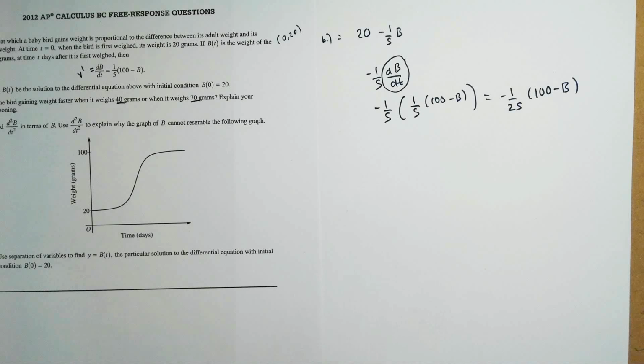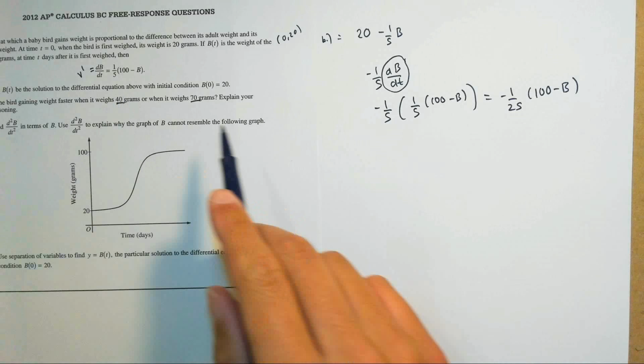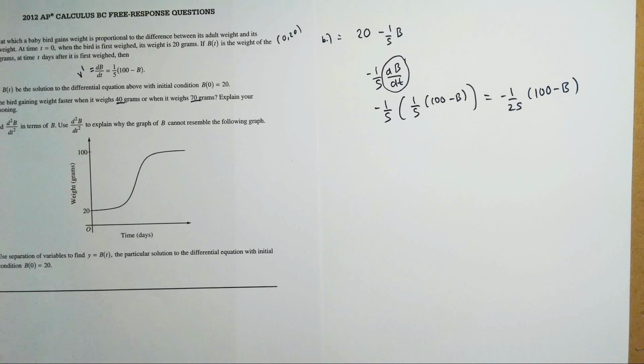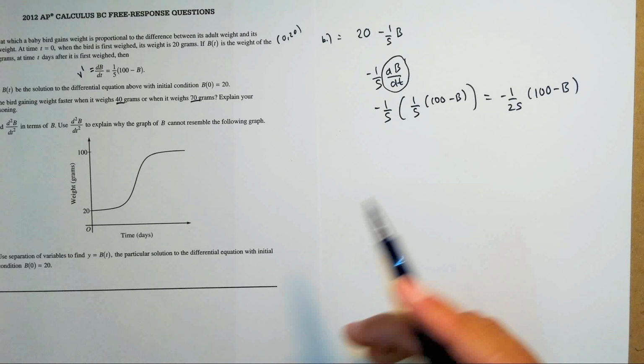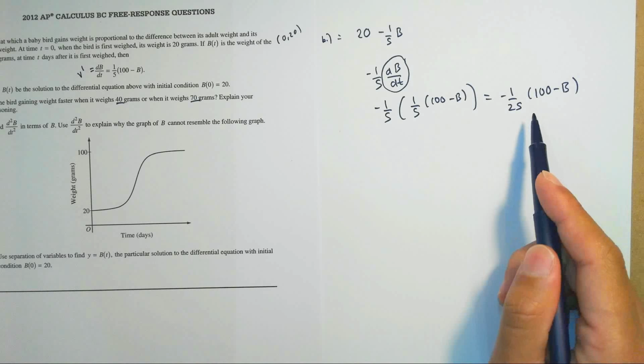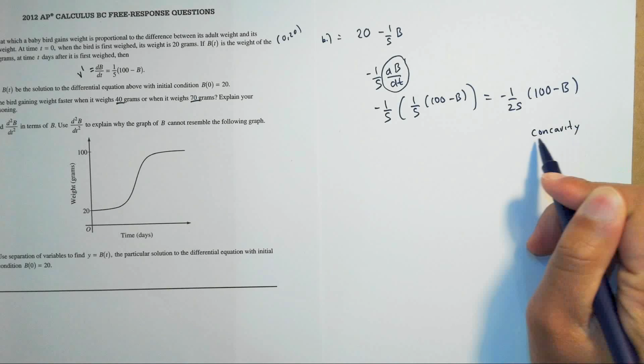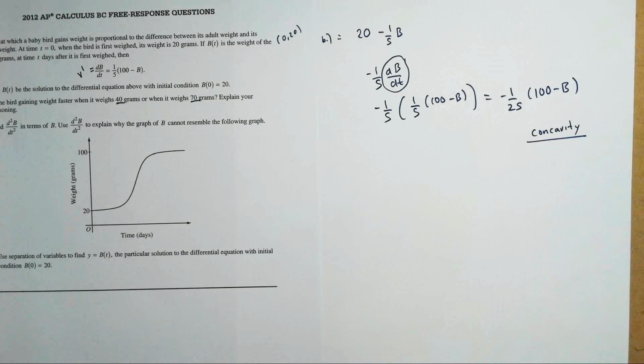But now the next point is, well, explain why the graph of b cannot resemble the following graph. Why can't this resemble that original equation? And for this question, students probably didn't answer this because it was tricky. But all you have to ask yourself is, what did you just find? Well, we just found the second derivative. What does the second derivative help us find? And your answer should be concavity. The second derivative always helps us find concavity.